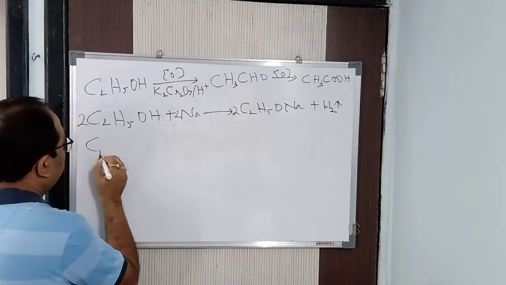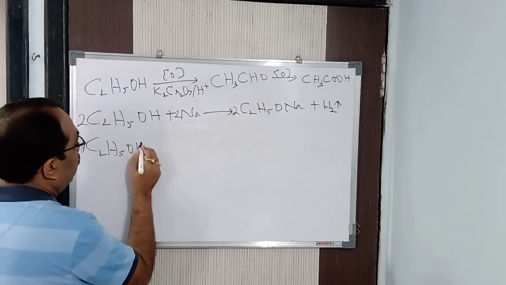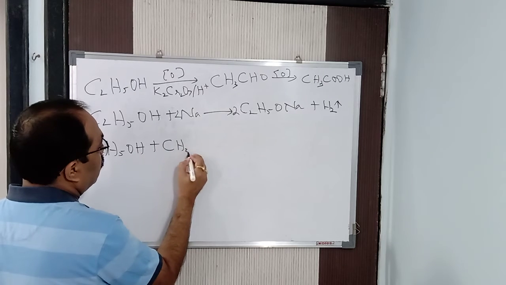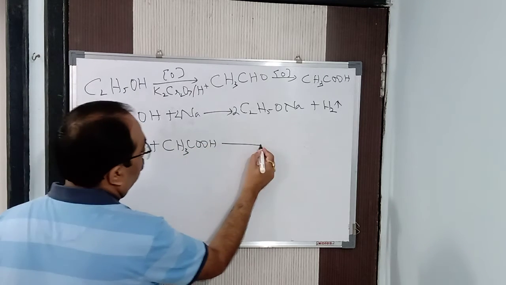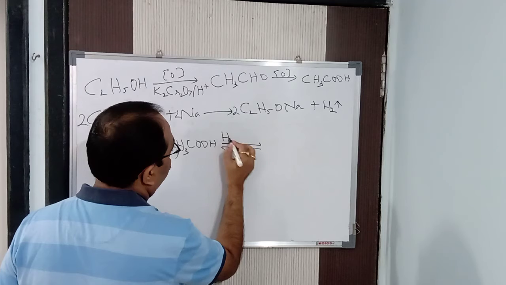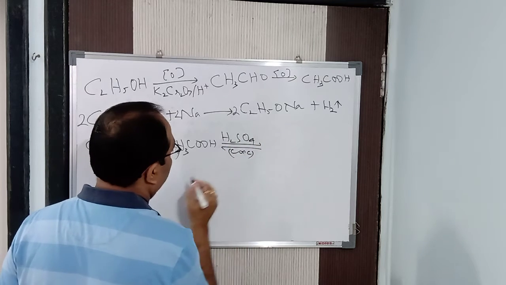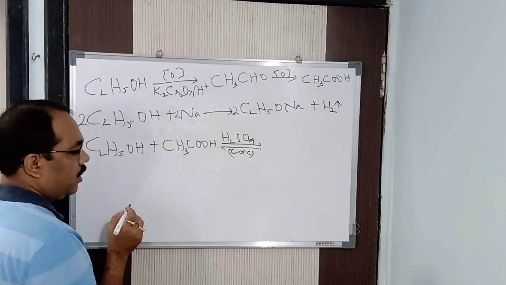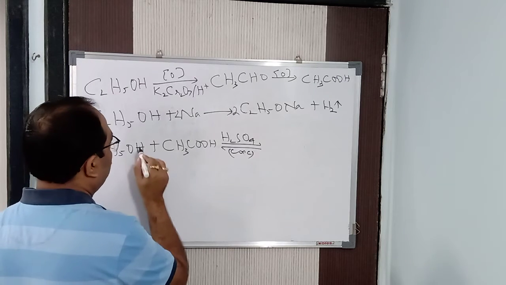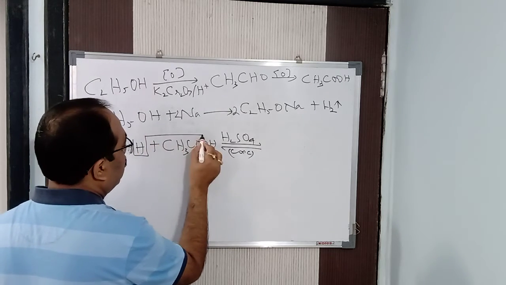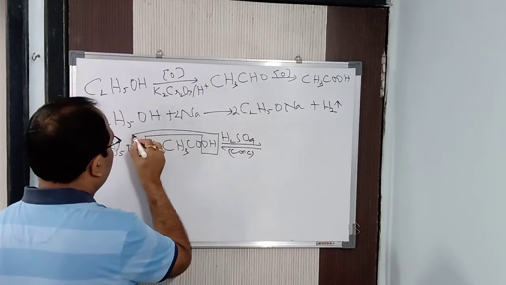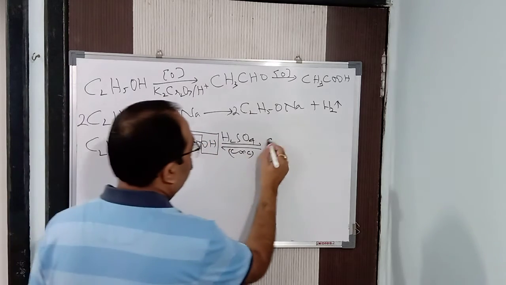Now, next is another important reaction: C2H5OH, when it is treated with acetic acid. It's a reversible reaction. And concentrated H2SO4, which acts as a dehydrating agent, will remove water. How? Here from H and here it is OH. So H and OH are removed. So what am I going to get?